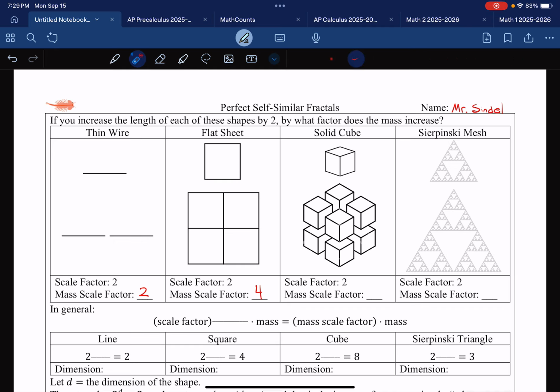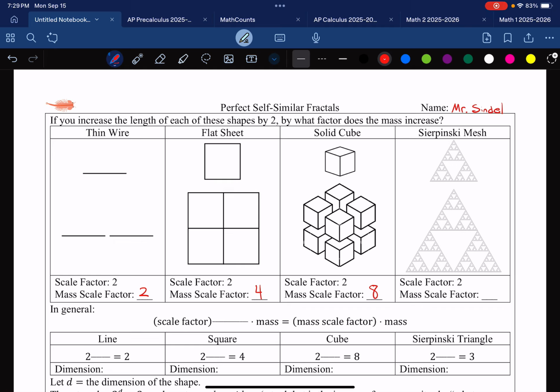And again, with the cube, I'm just looking at that side length. That side length has now gone up by a factor of 2, still the scale factor of 2, yet the mass of the object has gone up by a factor of 1, 2, 3, 4, 5, 6, 7, and there's a hidden 8th one behind here, so the mass scale factor has gone up by a factor of 8.